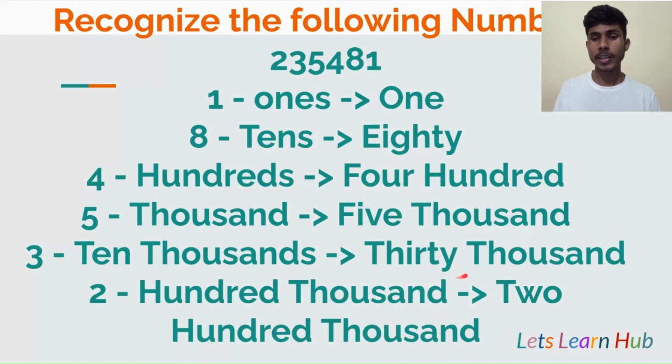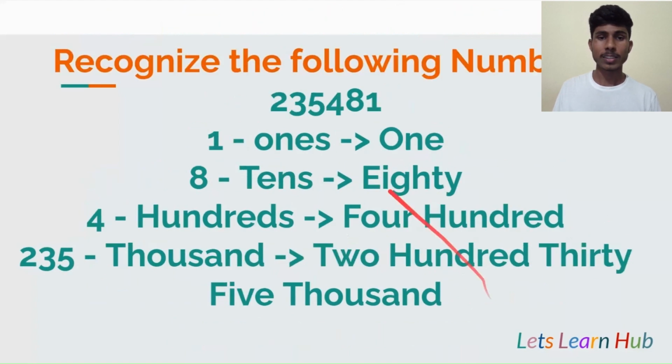200, 30, and 5,000. Okay, so this 5 is in thousands place, this 3 is in 10,000s place, this 2 is in 100,000s place. Since all are in thousands, we need to combine all these thousands first. So we'll get 235,000, and this 4 will remain 400, this 8 will be 80, and this one will be 1.